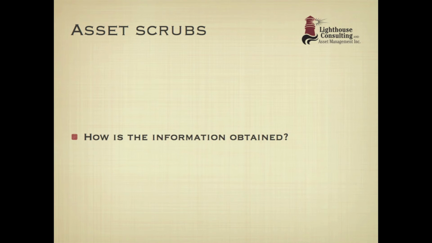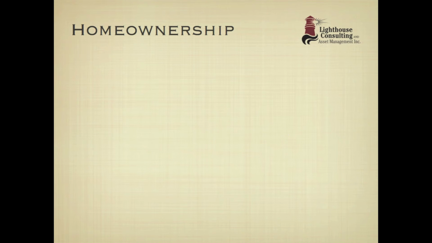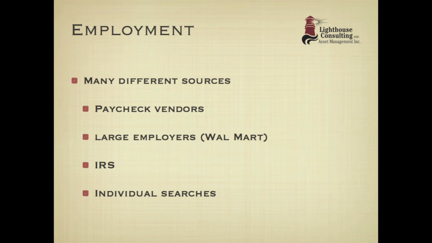So, what about asset scrubs? How is that information found? Well, if we take something like home ownership, it's generally found through the court system when people file a new lien on a home or file the information with real estate taxes.